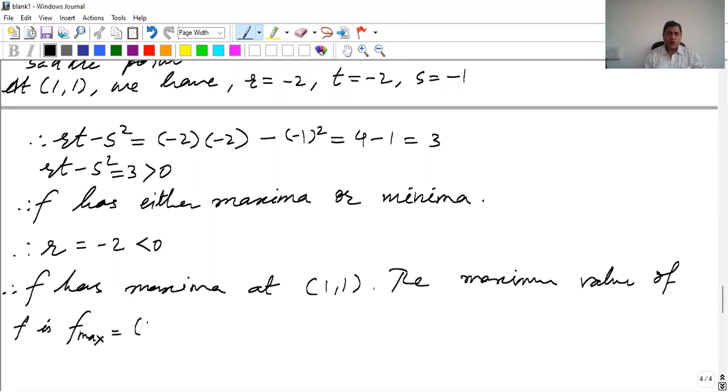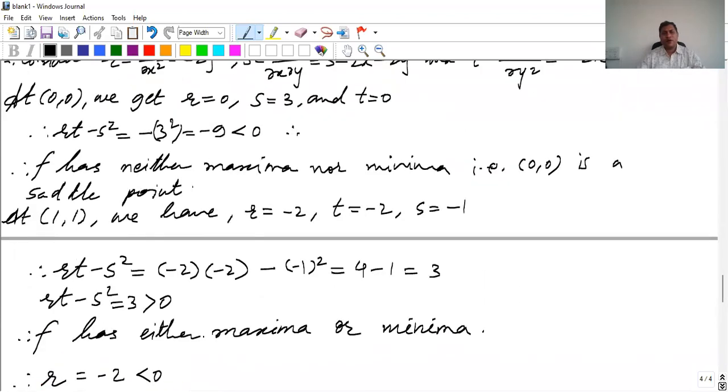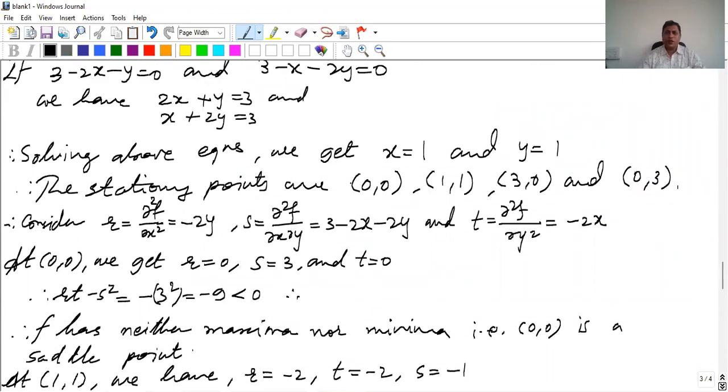So what did we get here? f max is equal to, so it is xy into 3 minus x minus y. What is the value you get here? 1. Correct. So f max is equal to 1. Once you know the maximum value of f is 1, you will not have a value more than 1. So now next, we have to add the next point, 3, 0. We considered 0, 0, we considered 1, 1, now we have to consider 3, 0.